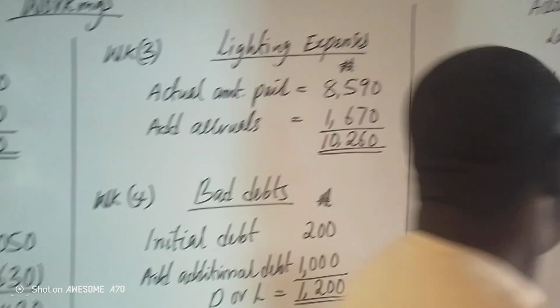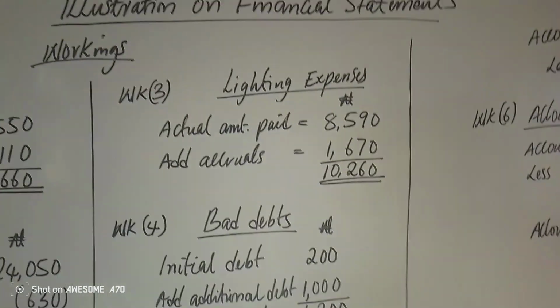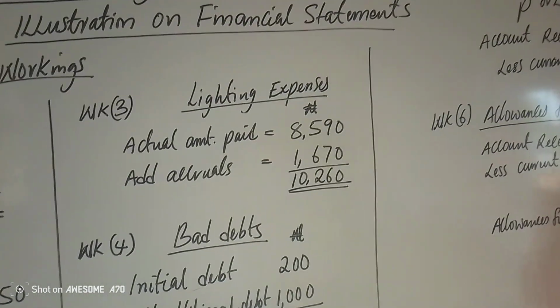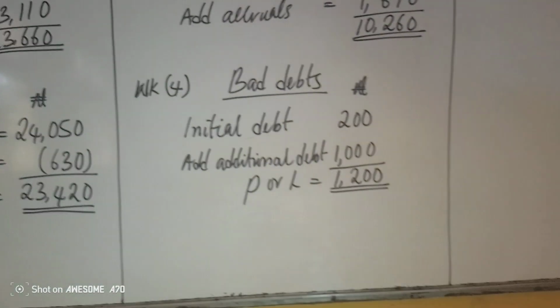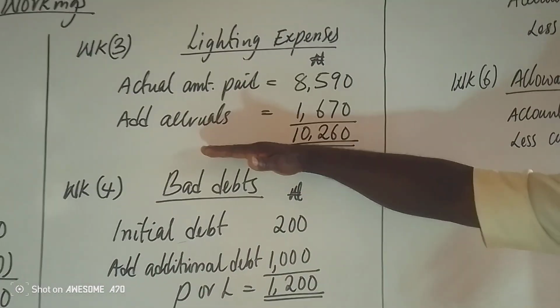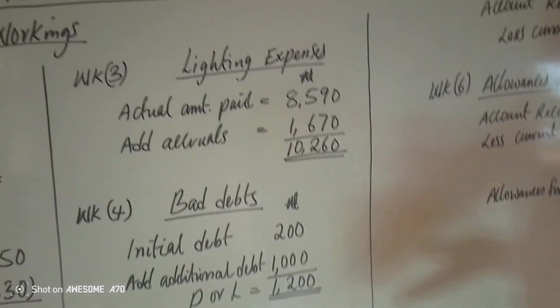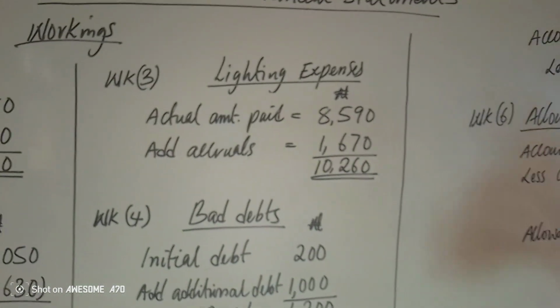Let's go to the third adjustment. The third adjustment is lighting expenses. Lighting expenses was also in arrears. Right? Lighting expenses was also in what? Arrears. That it was owing, due but not paid. It is the same explanation as rates. So we don't need to waste time here because we are able to appreciate what happened in rates. You don't have any issue with lighting.